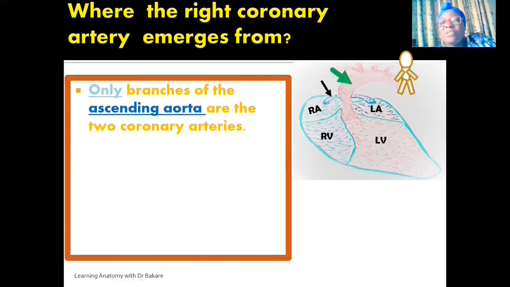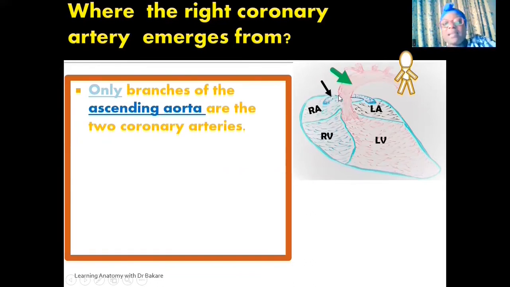So this is the right coronary artery here. At the ascending part, this right coronary artery is quickly given off so as to supply the heart before the aorta proceeds in the journey to become the arch, then finally descending down as the descending aorta. So from the ascending aorta, we have the right coronary artery emerging just at this point to supply the right region of the heart.